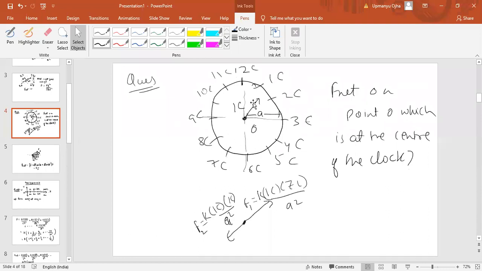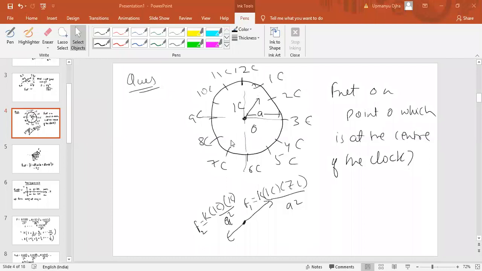If you look at the clock here, we are placing charges on the clock. At 12 we have 12 coulomb charge, at 1 we have 1 coulomb, at 2 we have 2 coulomb, at 3 we have 3 coulomb, and 4, 5, 6, like this, we are placing the charges on the clock. And we are placing a unit charge at the center of the clock. Now we have to find the net force acting on this point charge Q, which is placed at the center.